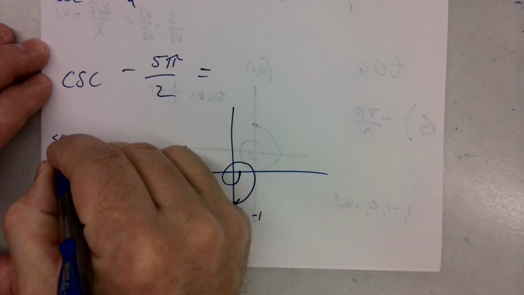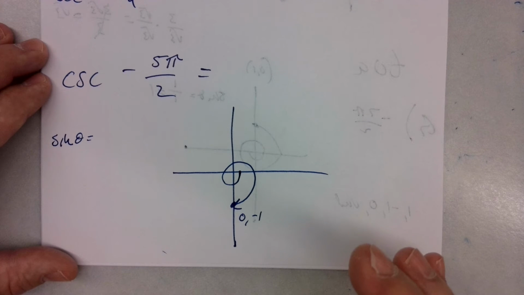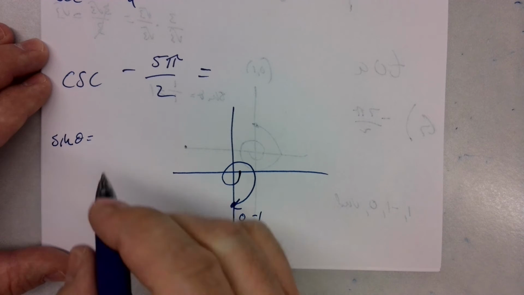Now, cosecant is the opposite of what? Sine, right? And what do we know that sine is? Whenever it falls on the line, I gave you that chart, right? What's sine? It's y over r, right?